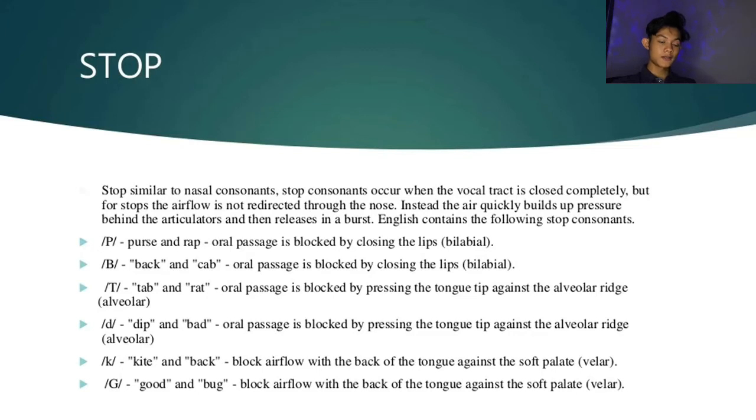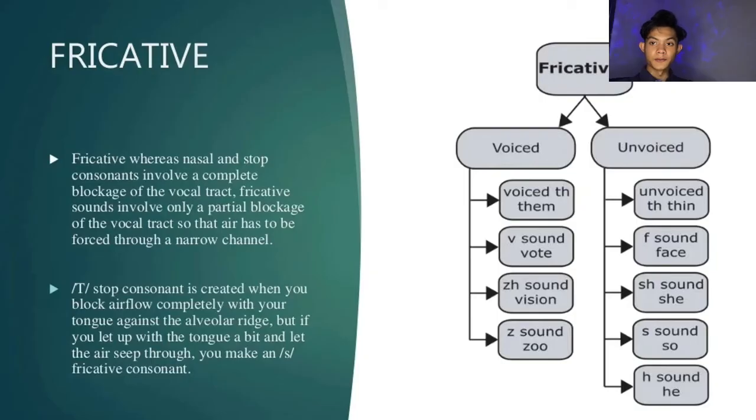The last is the example of velar, which is kite and back. Block airflow with the back of the tongue against the soft palate. The other type of manner of articulation is fricative. Whereas nasal and stop consonants involve a complete block of the vocal tract, fricative sounds involve only a partial block of the vocal tract, so that air has to be forced through a narrow channel.